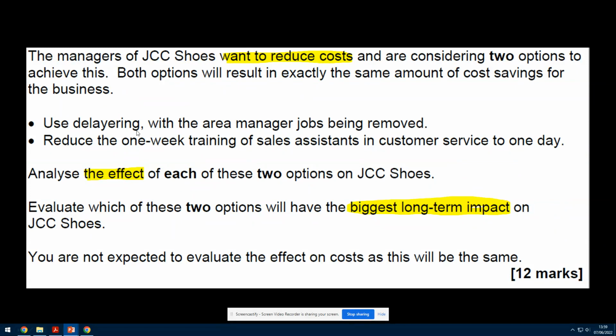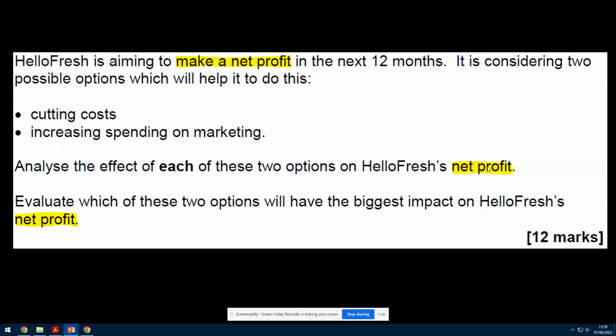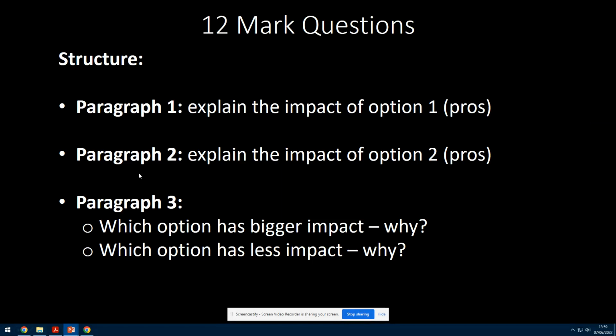In the case of this one, I would look at the positive effects of delayering. So the positive effects of delayering in the first paragraph, the positive effects of 1 week training in the second paragraph, and then my final paragraph is which one of those is going to have the biggest long-term impact on the company. Now, essentially what have I done there? My first paragraph is going to be on option 1, and basically the advantages of doing that for the net profit.